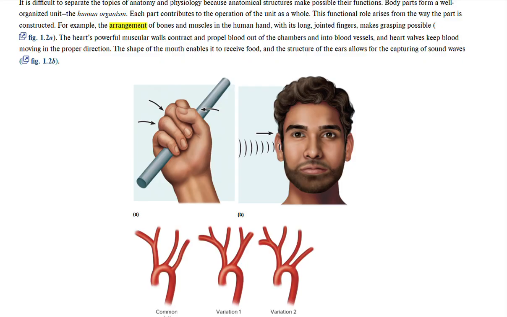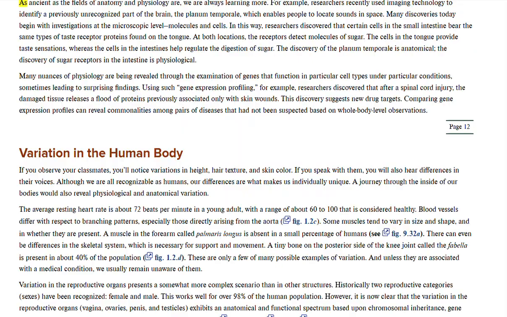For example, the arrangement of bones and muscles in the human hand, with its long, jointed fingers, makes grasping possible, figure 1.2a. The heart's powerful muscular walls contract and propel blood out of the chambers and into blood vessels, and heart valves keep blood moving in the proper direction. The shape of the mouth enables it to receive food, and the structure of the ears allows for the capturing of sound waves, figure 1.2b.